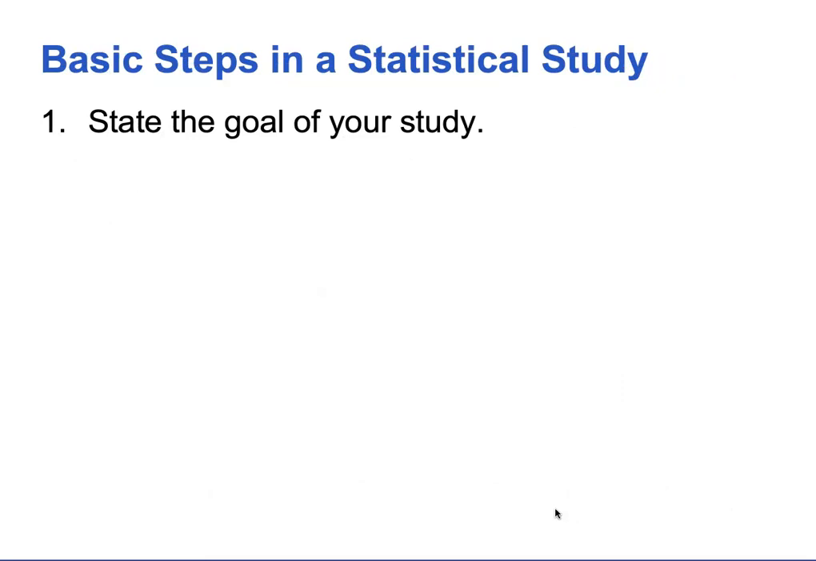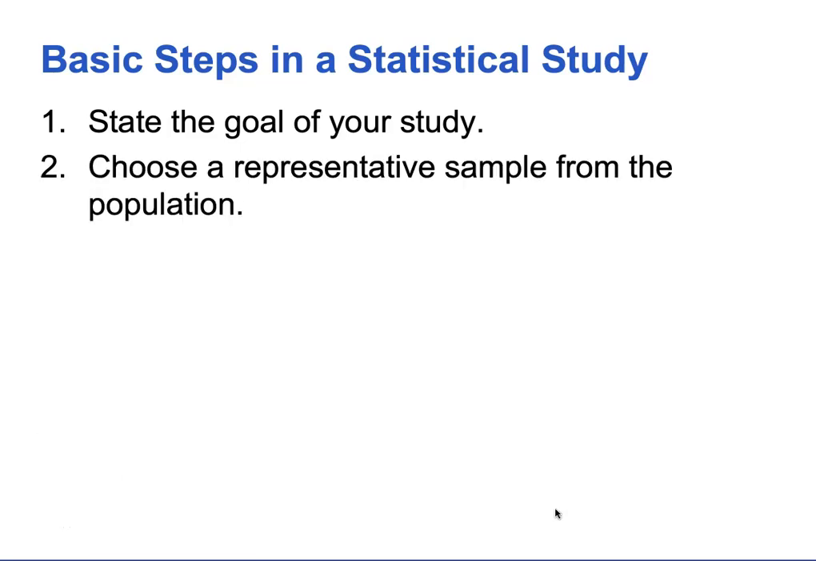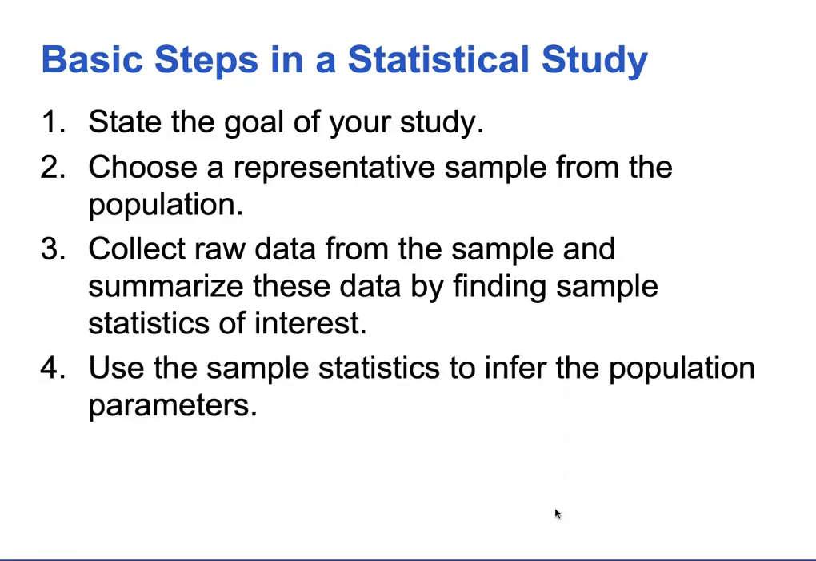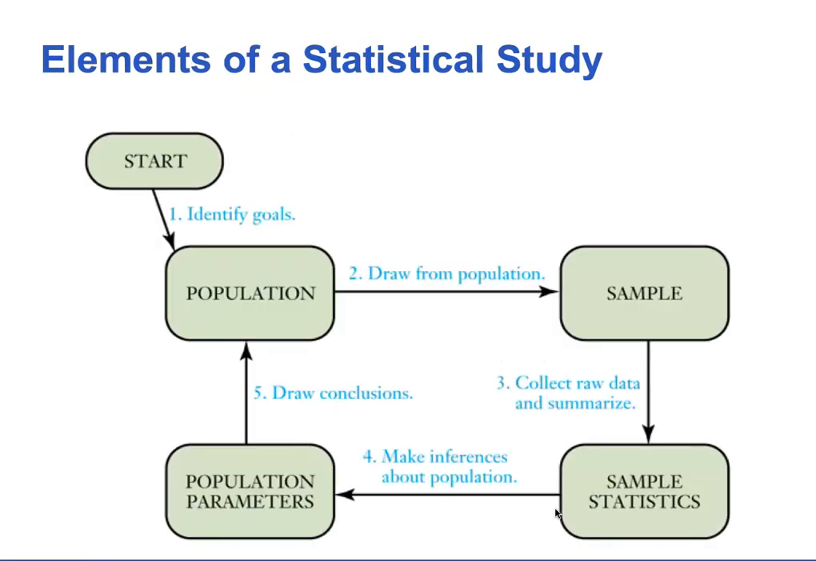The first one is you have to state your goal. You have to know what you're trying to find out. Number 2, you have to choose a representative sample from the population. And we'll get more into depth of this when we talk about bias and random. Number 3, you have to collect raw data from the sample and summarize these data by finding sample statistics of interest. 4, you have to use the sample statistics to infer the population parameters. And 5, you have to draw conclusions. Now we're going to look at a visual or a chart that will help you with this.